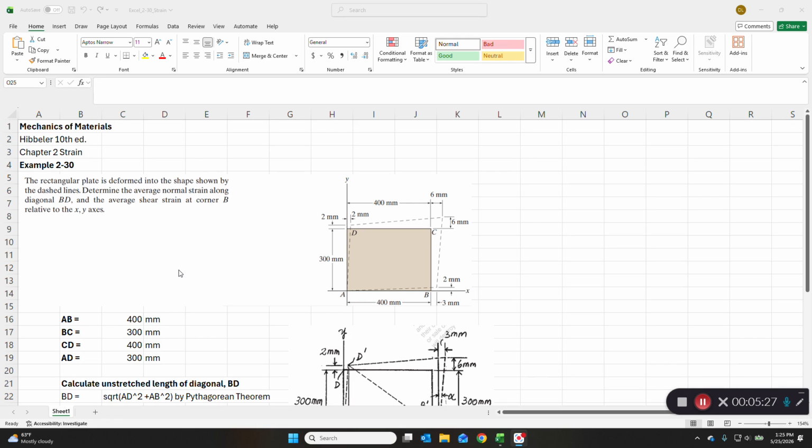And we're going to determine the average normal strain along the diagonal BD. Okay, and then the average shear strain at the corner B relative to the XY axes. So the corner B is down here. So let's first look at this.